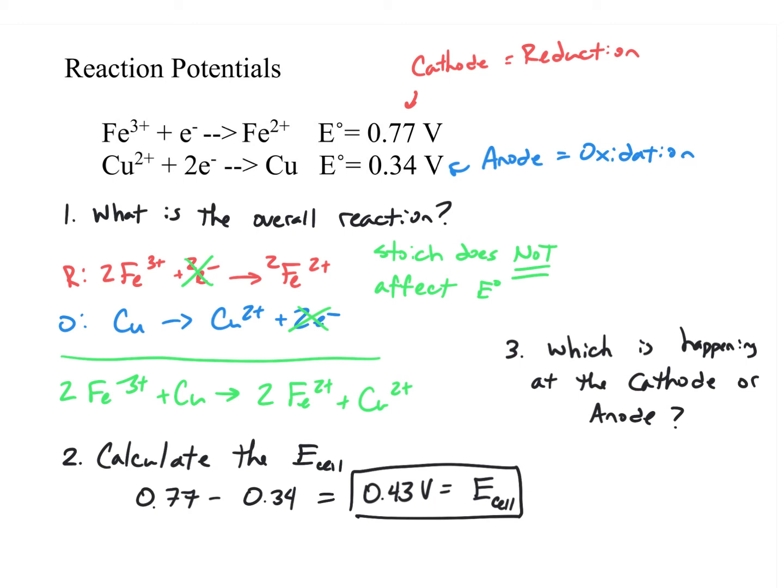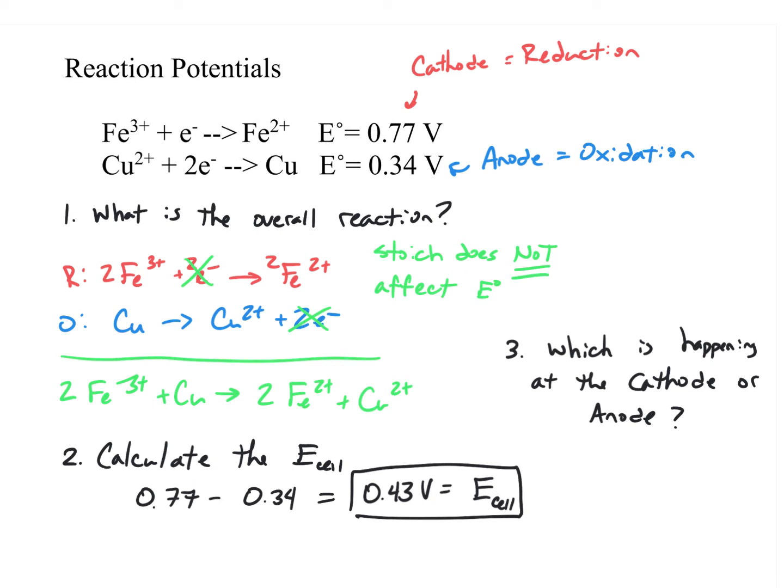And so you might be asked to identify the reaction happening at the cathode or the anode or both, and you simply just use the size or magnitude of the cell potential values in order to determine that. I do want to mention that if you are asked to identify the reaction that happens at the anode, you need to make sure that the reaction is in the form of an oxidation.